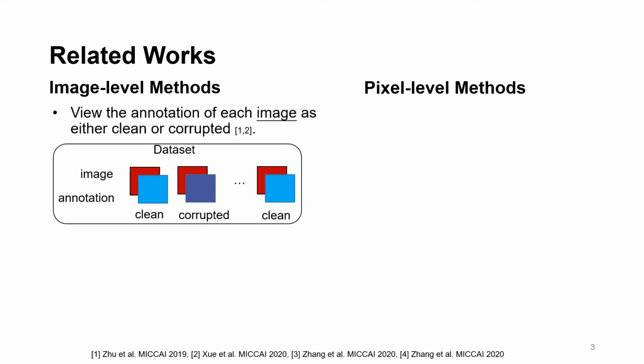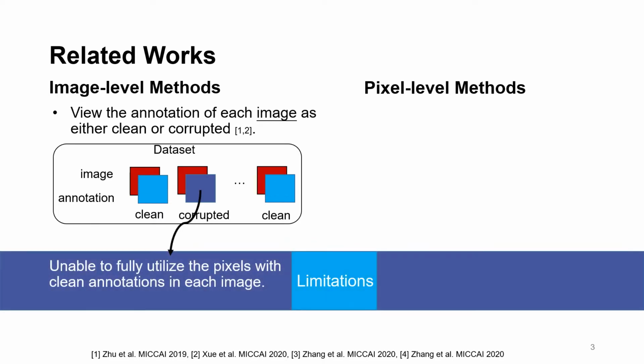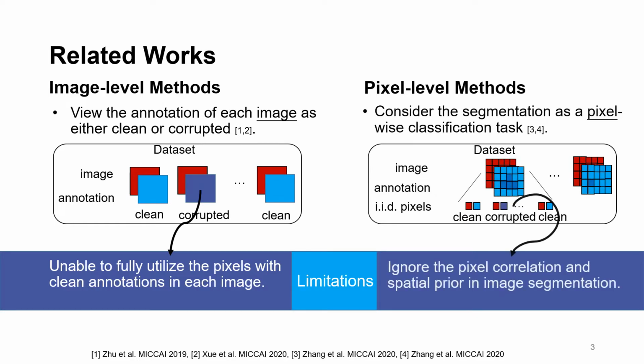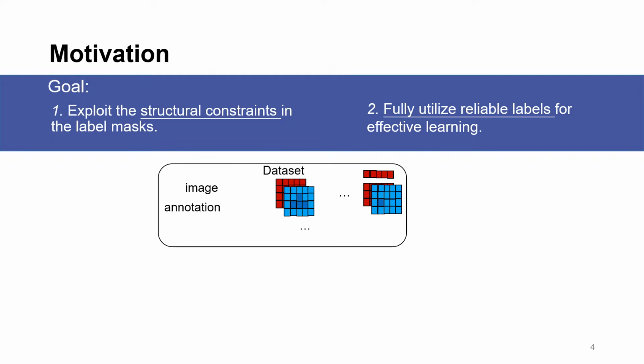Previous work can be largely grouped into two categories. The first type of methods, which view the annotation of each image as either clean or corrupted, are unable to fully utilize the pixels with clean annotations in each image. The second group considers the segmentation as a pixel-wise classification task and ignores the pixel correlation and spatial prior in image segmentation. In this work, we aim to exploit the structural constraints in the label masks and to fully utilize reliable labels for effective learning.